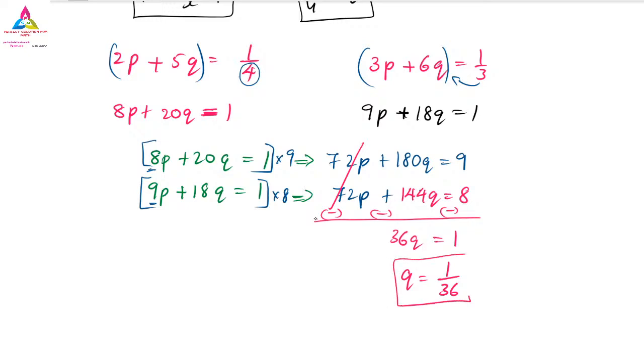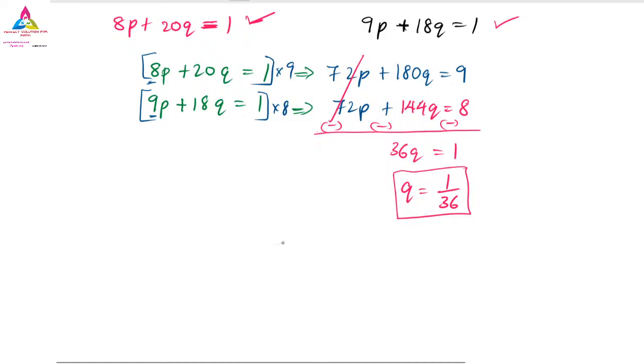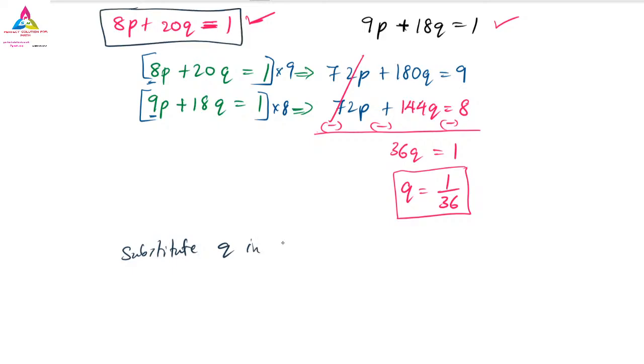Similarly, we have to find the p value. So substitute q in any one of the equations. You can substitute here, or here, anywhere to find the p value. Here we have 8p plus 20q is equal to 1. In that also you can substitute, or you can substitute in this one also.